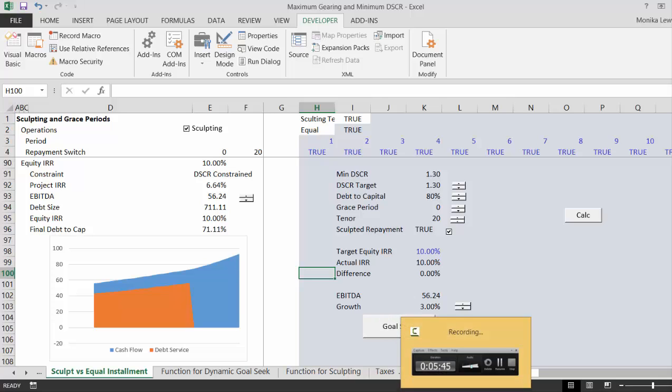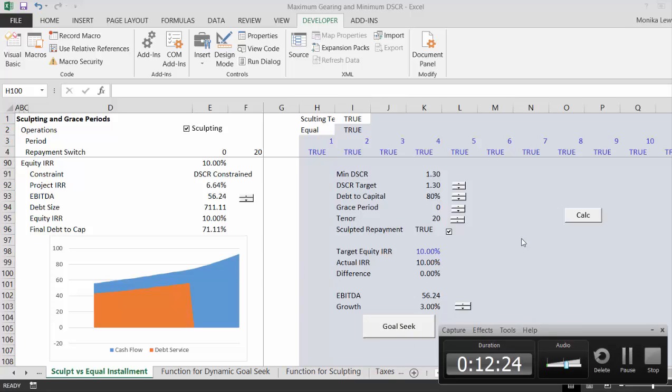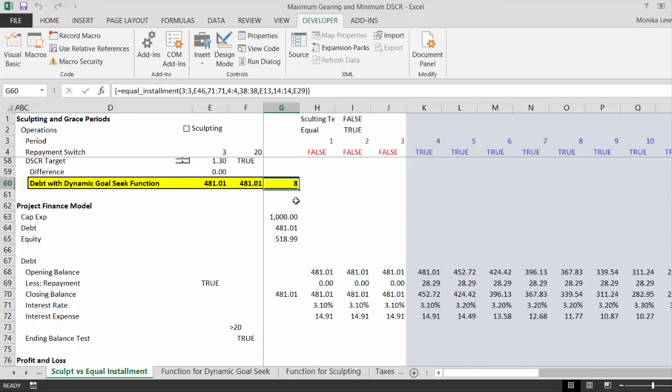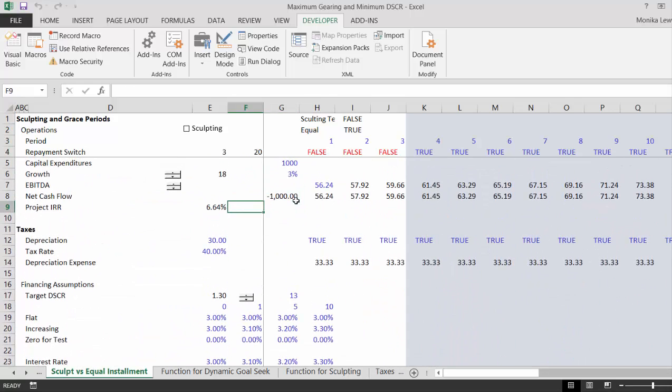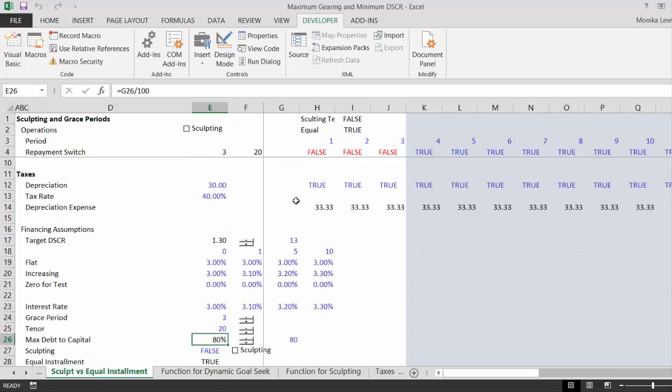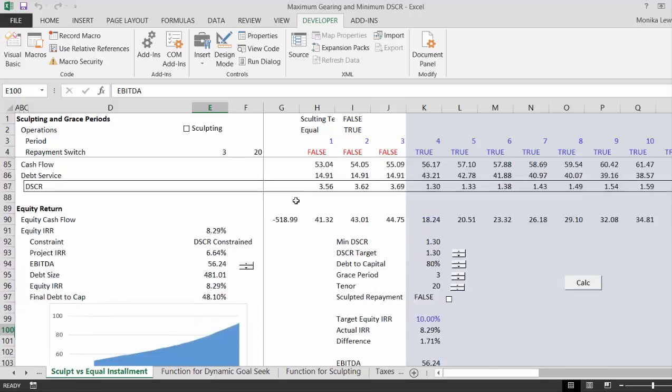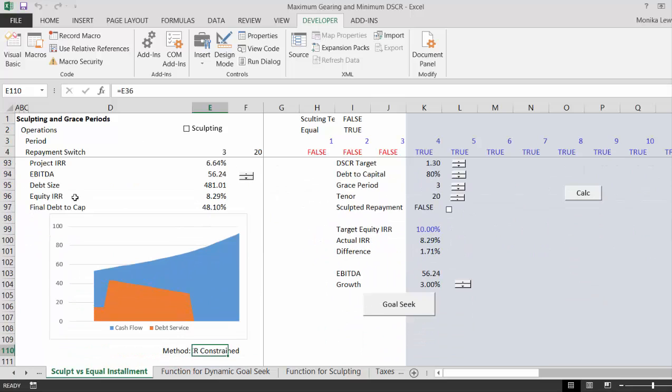And I'm going to turn the video off and fix our problem, and then I'll just finish it up. Okay, it actually was a problem not in the function but in the spreadsheet, and what I had done is change the way the grace period worked. I kept the tenor constant, just deferred it a little bit.